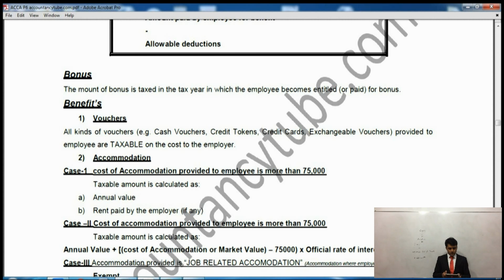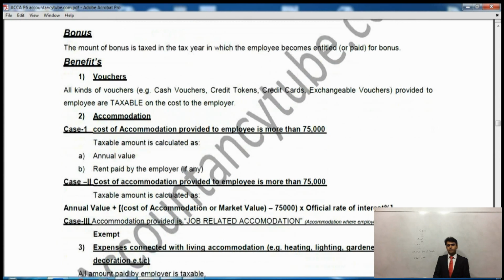It could be credit cards as well. So these are whatever employer is giving you, whatever it costs the employer, it will be your taxable benefit. All kinds of vouchers, and so on, provided to employee are taxable on the cost to employer, as I said. Then it says accommodation. Now accommodation provided by employer could be of three sorts.